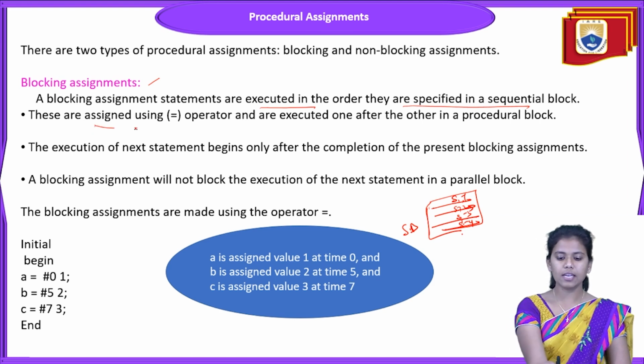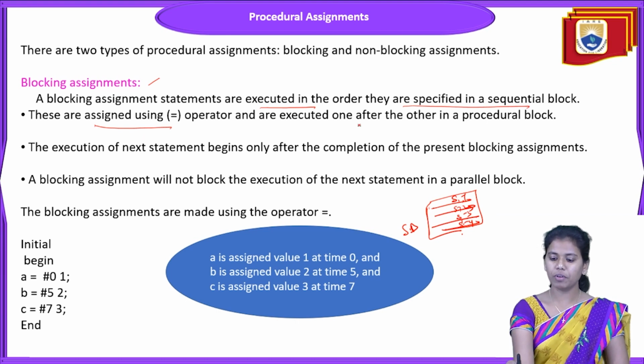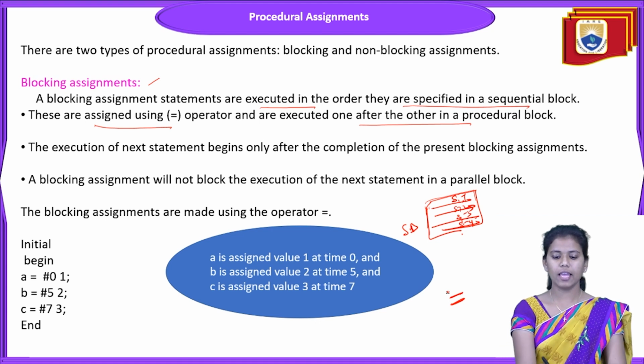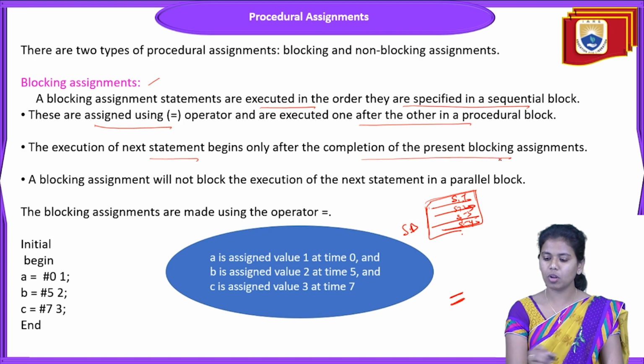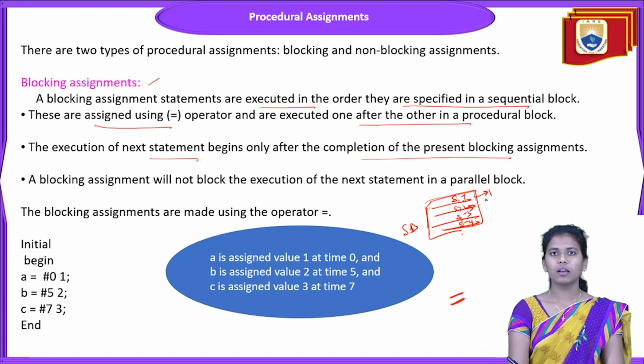These are assigned using the equals to operator and are executed one after the other in the procedural block. In this procedural block, using the operator equals to, they have to execute one after the other in a sequential manner. Next, the execution of the next statement happens only after the completion of the present blocking statement. So, for example, first my statement 1 needs to be executed.